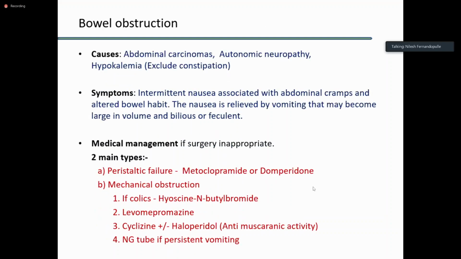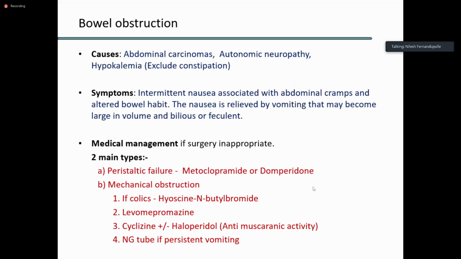Bowel obstruction is a bit further down, so more in the small intestine or large intestine. It may be carcinoma in the abdomen, maybe hypokalemia, maybe constipation, maybe autonomic problems. They have intermittent nausea, but they have abdominal cramps, especially if it's due to obstruction. If it's due to paralytic ileus, they won't have cramps. It will be non-obstructive, like a gaseous distension of the abdomen. Okay, and their nausea is again relieved by vomiting.